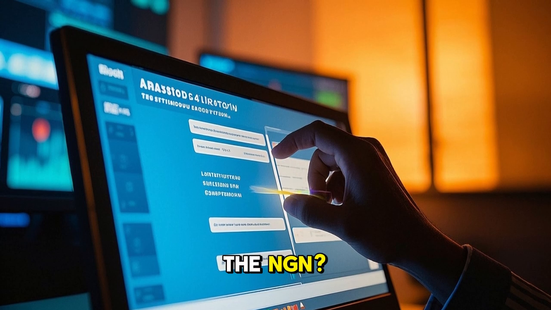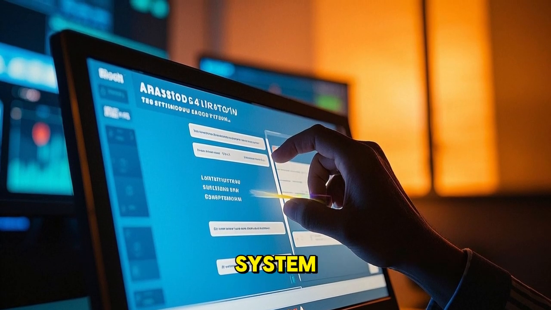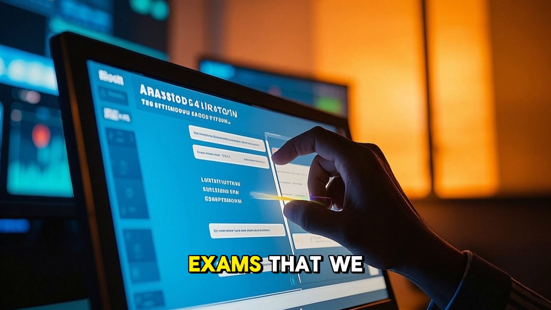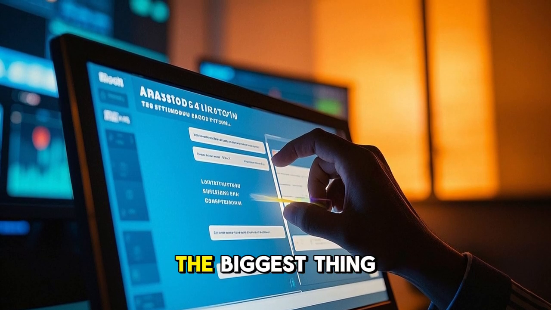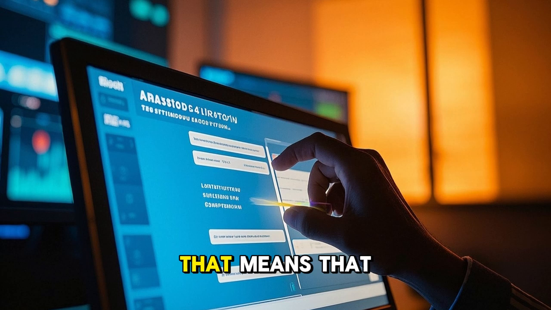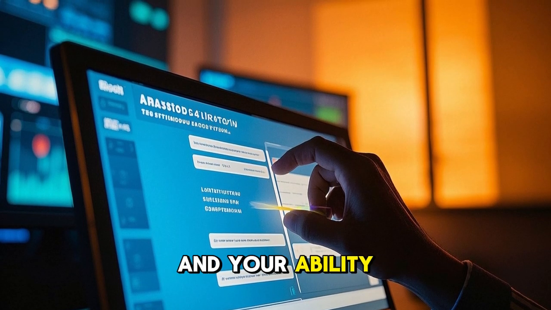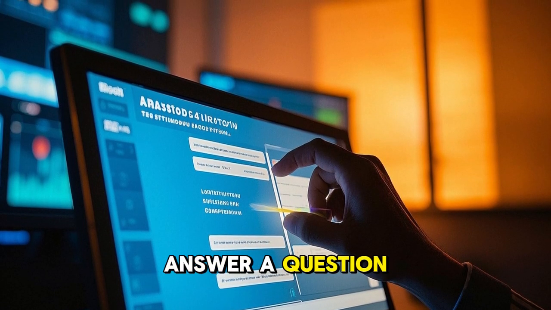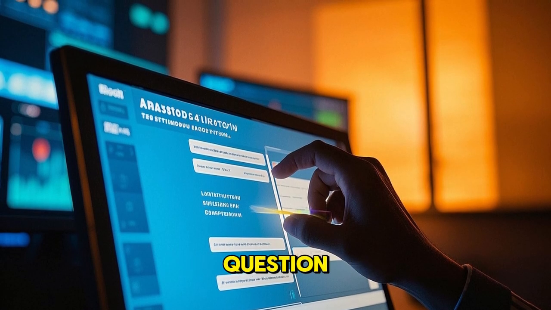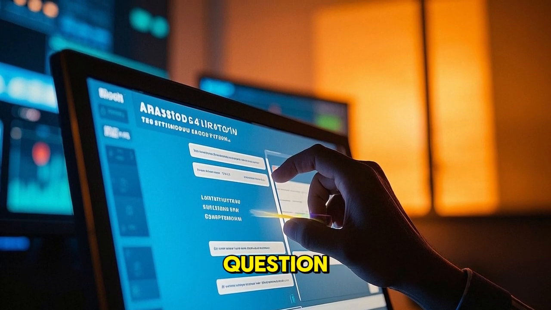So what is the NGN? This is a computer-based adaptive testing system. It's going to replace the paper-based exams that we currently have. The biggest thing about this new NCLEX is that it's adaptive. That means that the questions that you get are going to be based on your knowledge and your ability. So if you answer a question correctly, you're going to get a harder question. If you answer a question incorrectly, you're going to get an easier question.